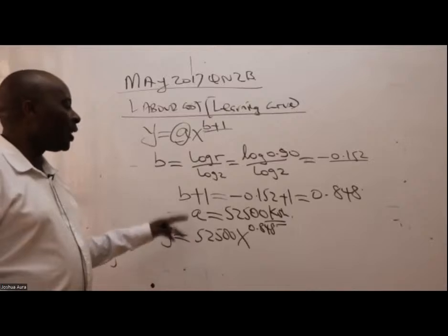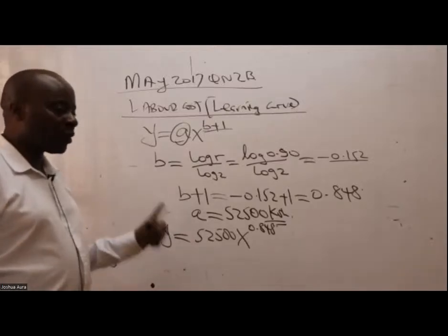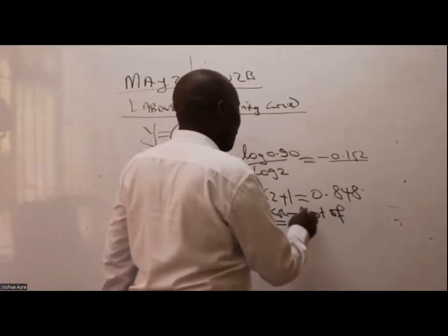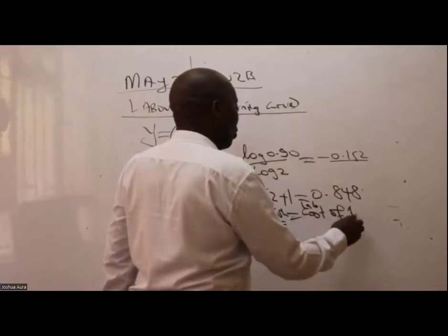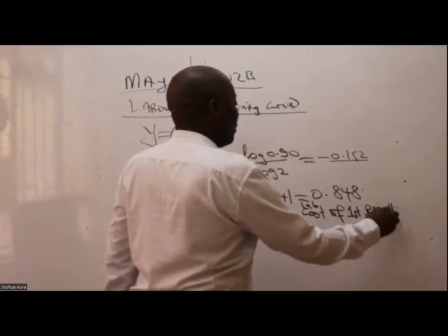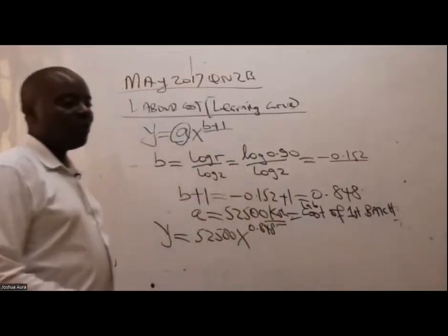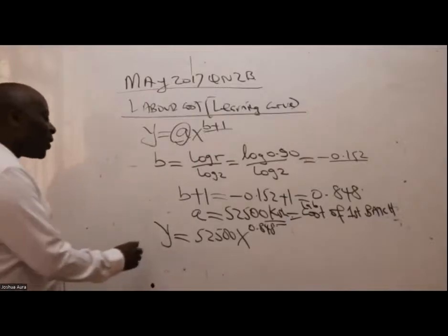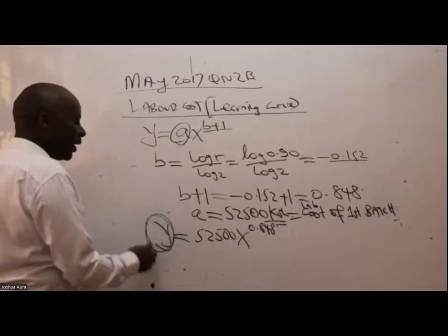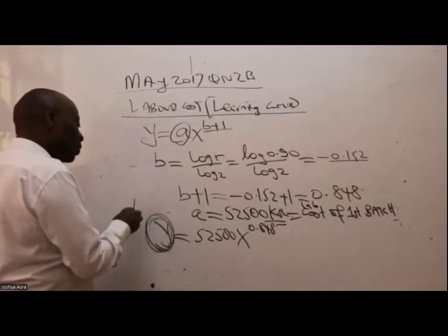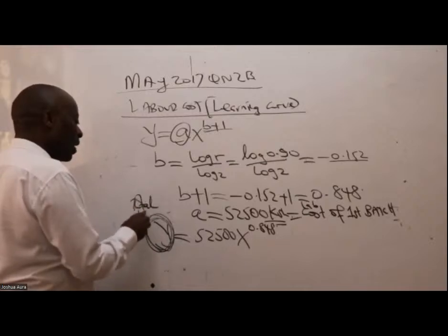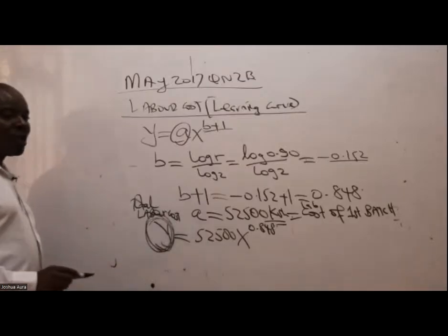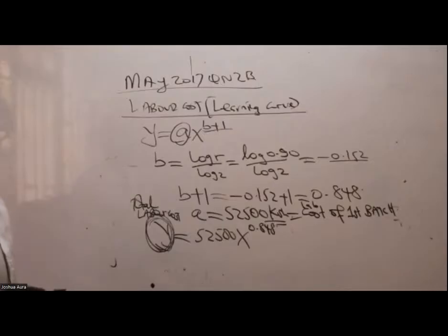But in some cases, they give you the cost of producing the first batch. So in this particular case, our A is the cost of the first batch, the labor cost of the first batch. So meaning that whatever I will be getting here as my Y will not be labor time. This will be total labor cost.